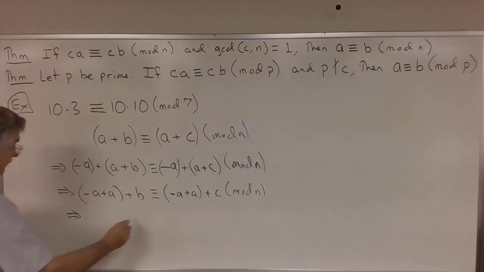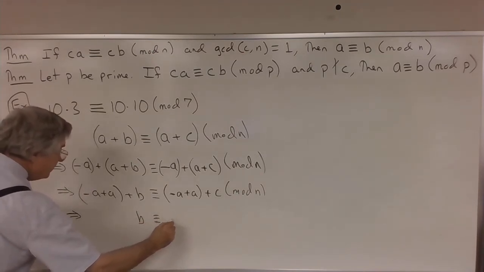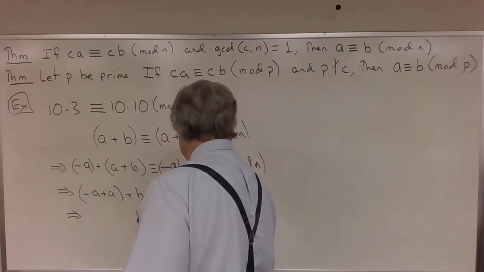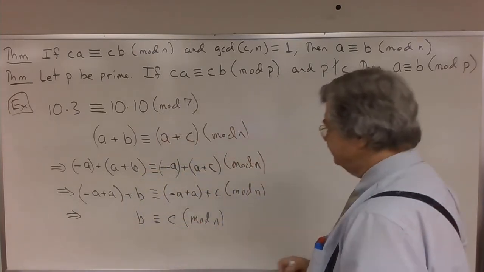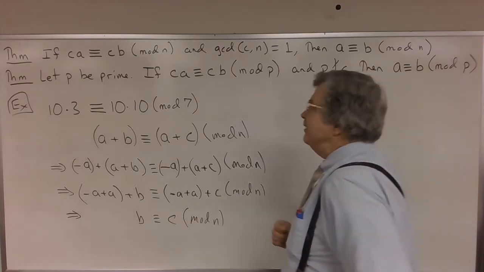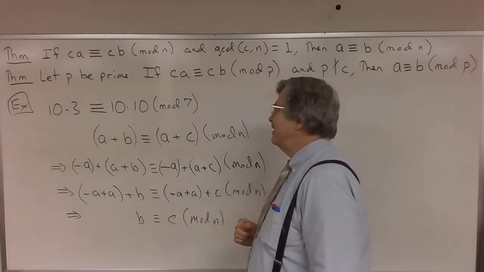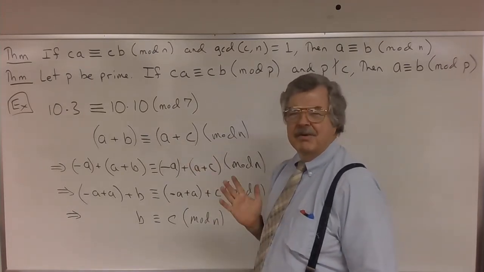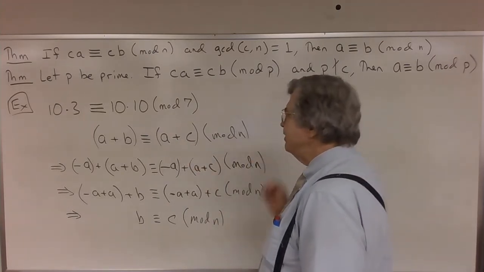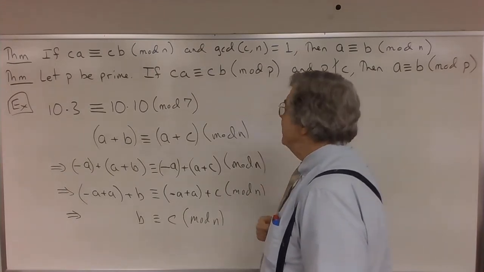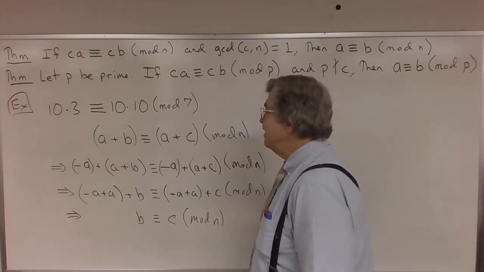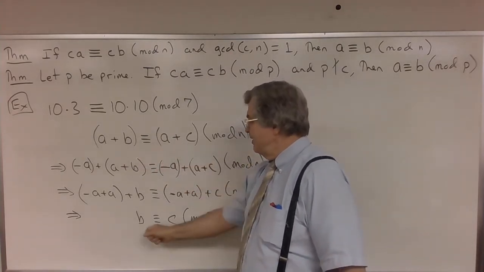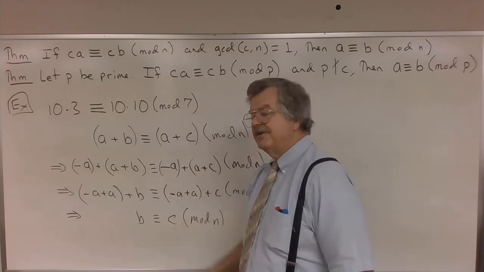So what we have is B is congruent to C mod n. In other words, we can add or subtract the same number from both sides of a congruence, and the congruence still holds. So if A plus B is congruent to A plus C, then yes, B is congruent to C modulo n.